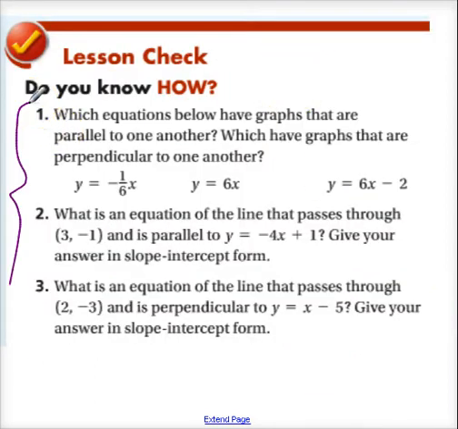I'd like you to complete the lesson check. Number 2 is working with parallel lines. Number 3 is working with perpendicular. Number 1 is kind of both. Try to understand that question. It's great for learning about these two types of lines, and then bring your notes and answers to class.